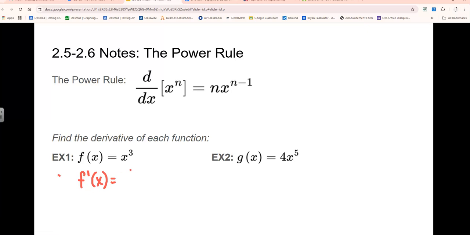Chandler, what will we get for the first example? 3x squared. And so like for number 2, I'm going to call it g prime of x. Make sure you don't just write an answer. You want to write g prime of x. It's very important that it's labeled as the derivative. Michaela, what do I get for my answer on that one? 20x to the 4th.